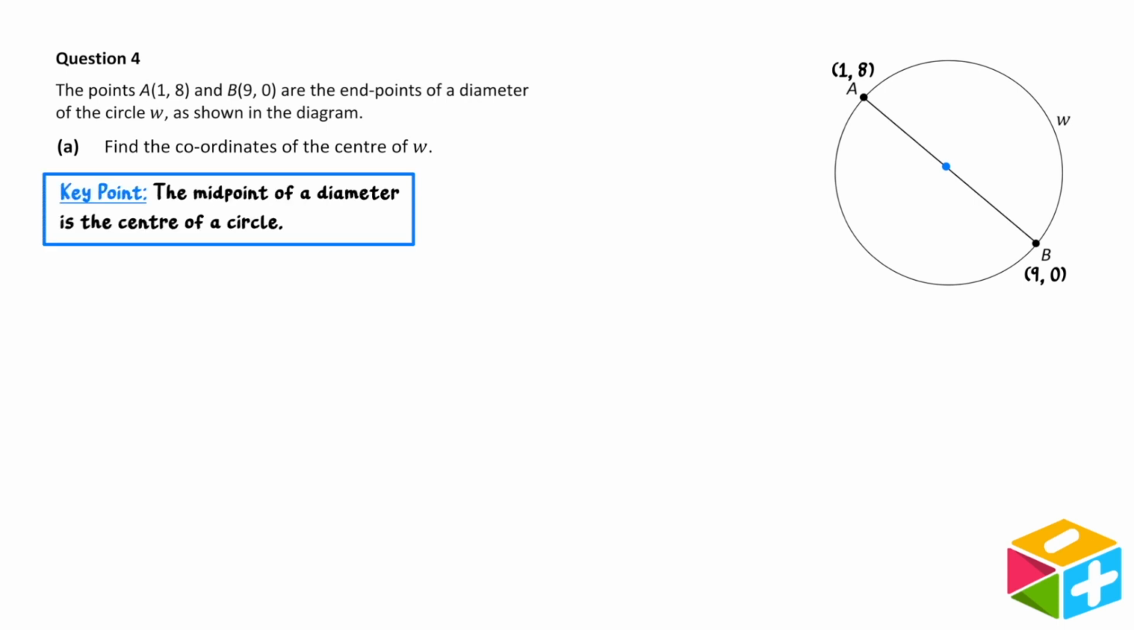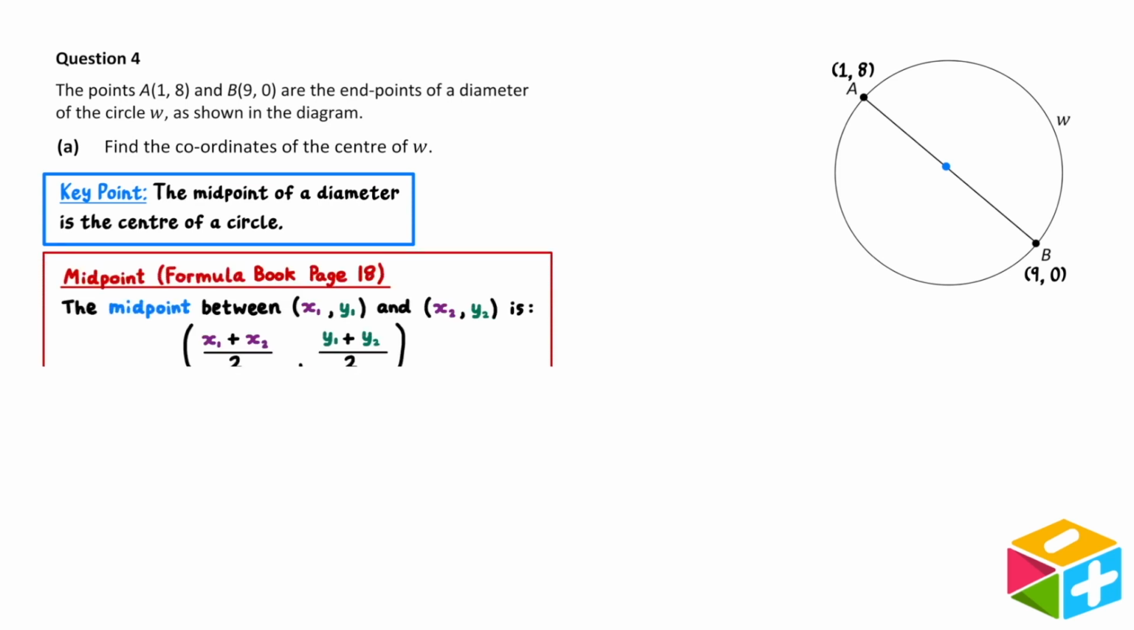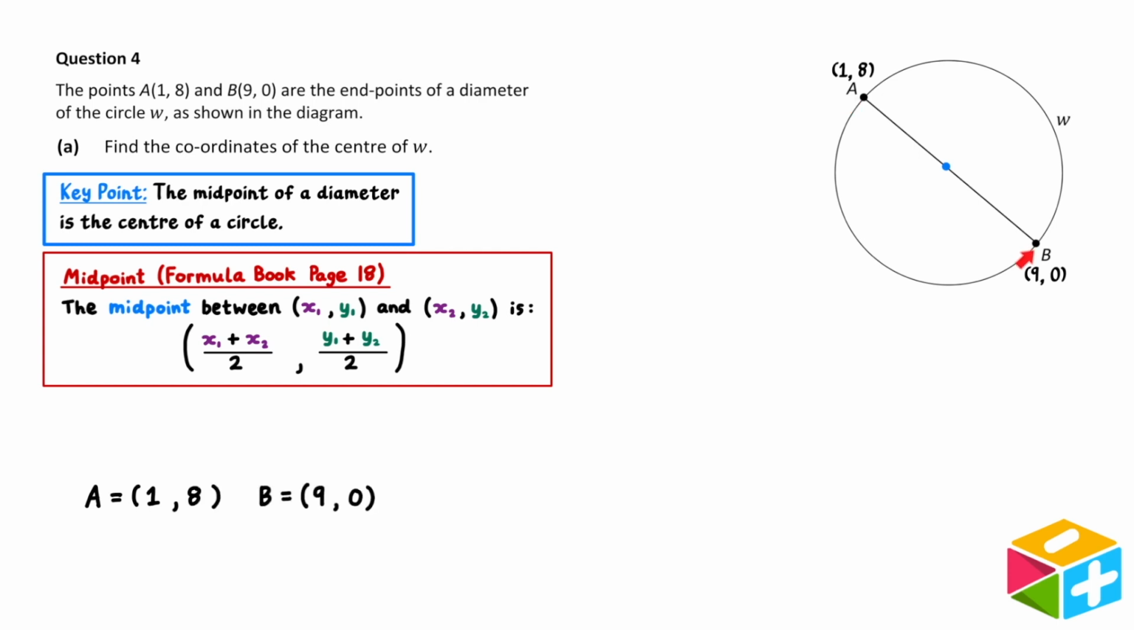The key to solving this question is the fact that the midpoint of a diameter is the centre of a circle. The midpoint formula on page 18 of the formula book will help here. It states that the midpoint between x1, y1 and x2, y2 is x1 plus x2 over 2, comma, y1 plus y2 over 2. We are given the two endpoints of a diameter, A, which is equal to 1, 8, and B, which is equal to 9, 0. If we find the midpoint of these 2 points, it will give us our centre.